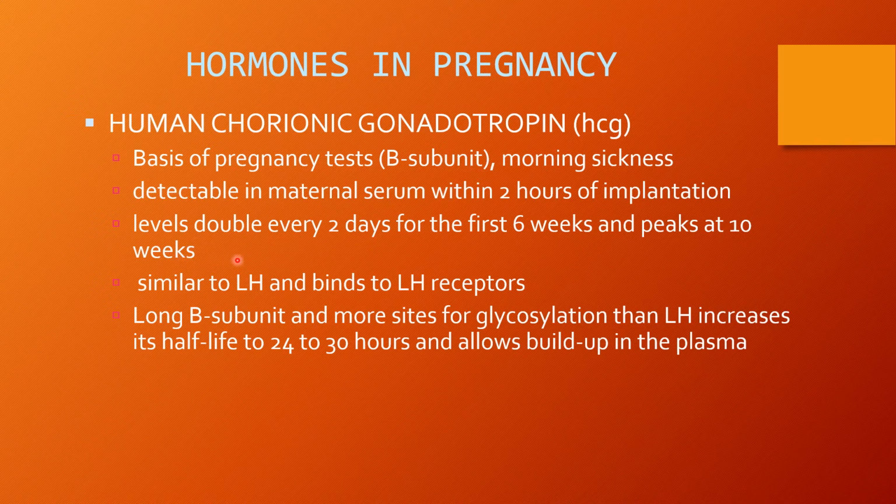The level of HCG doubles every 2 days for the first 6 weeks, then peaks at 10 weeks. It is similar to LH and binds to LH receptors. With the long beta subunit and more sites for glycosylation, HCG increases its half-life to 24 to 30 hours and thus builds up in the plasma. So again, human chorionic gonadotropin is the basis for your pregnancy test, and it causes your morning sickness.